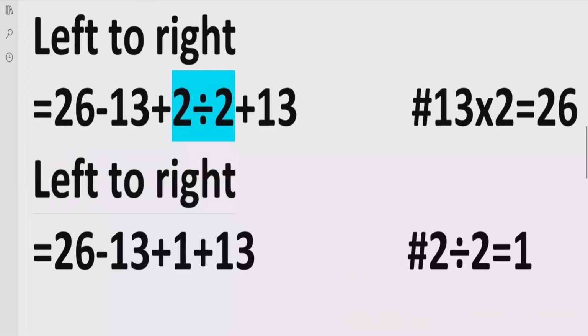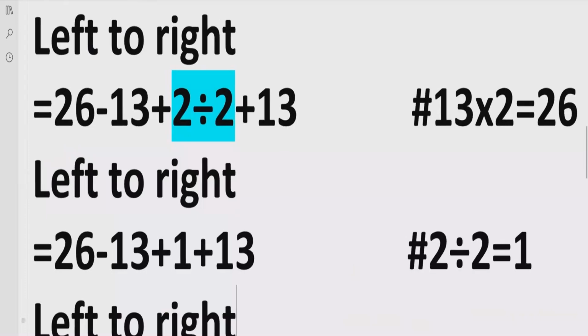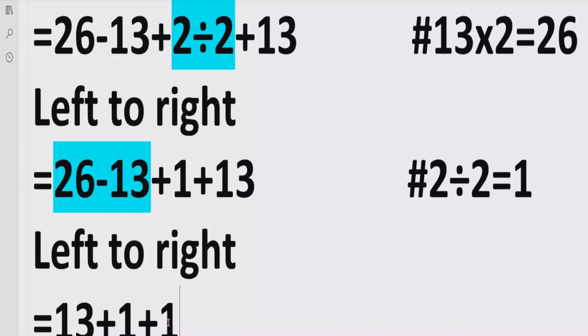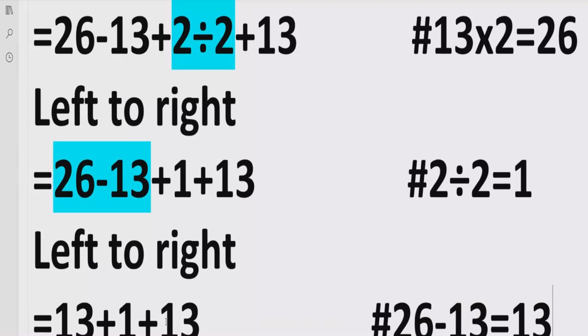Now our expression does not contain any multiplication and division. Now move forward to solve the addition and subtraction. Again we will go left to right and find out one by one which is coming first. So here we have first the subtraction. We will solve this one, 26 minus 13, which equals 13, plus 1 plus 13 we will write as it is. And now we give the reference: 26 minus 13 equals 13.